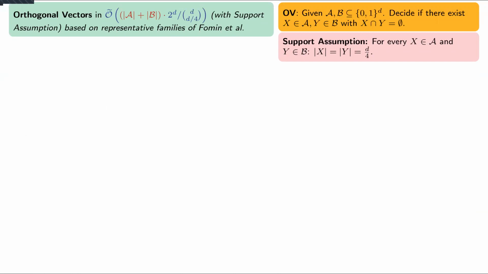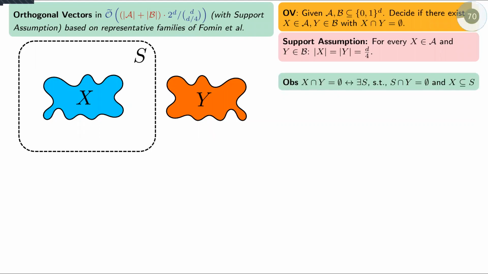So we recall that in orthogonal vectors you are given two sets, and the task is to find whether there are two sets that are disjoint, and we also have the assumption that the support is d over 4. So our orthogonal vectors algorithm is designed to work under this assumption, and it will work in this time. So first, I will now present to you the algorithm.